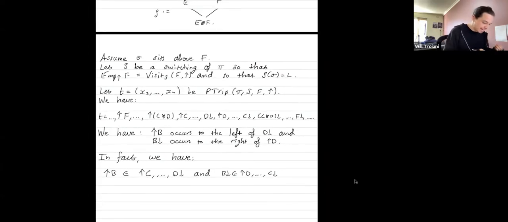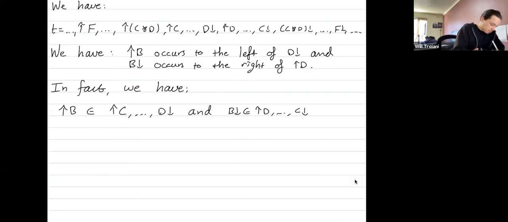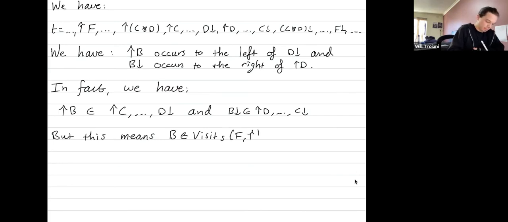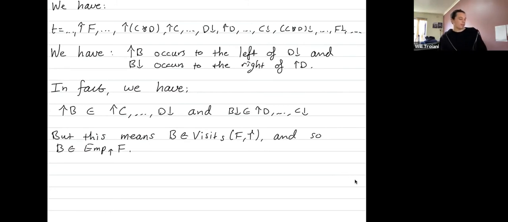Okay, and now we ask ourselves what the problem with that is. Well, the problem with that is it now means that B is an element of the visit of F. Right, because we've got B here, we've got B here, and so if you look at the visit of F, then that contains B. Okay, and so we've managed to prove that B is inside the up empire of F.